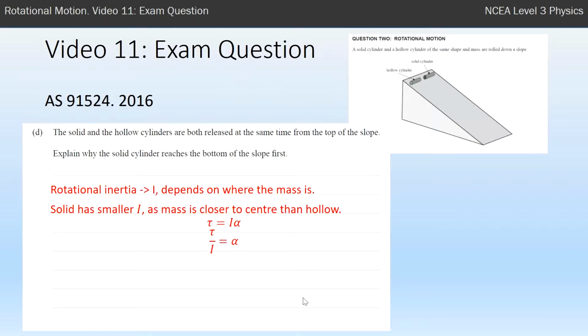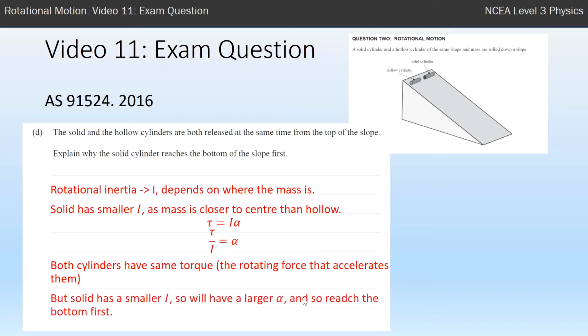So rearrange it: torque divided by rotational inertia equals alpha. Both cylinders have the same torque. Remember, torque is the rotating force that accelerates them. What rotates them, what accelerates them? Gravity. Gravity acts the same on both cylinders because they have the same mass and the same radius. So it's the same in both cases. However, their rotational inertia, their I, is different. The solid one has a smaller I, and because it's divided by that, it's going to have a larger acceleration, and therefore reach the bottom first.